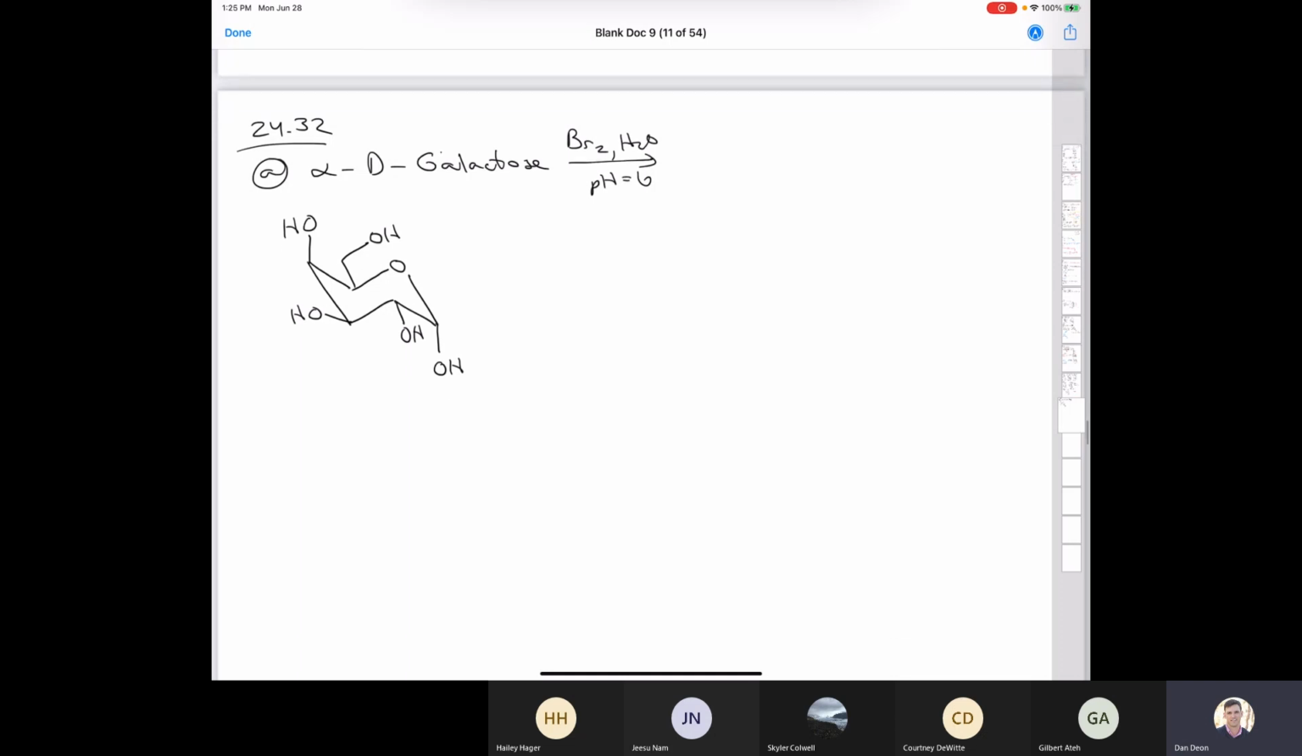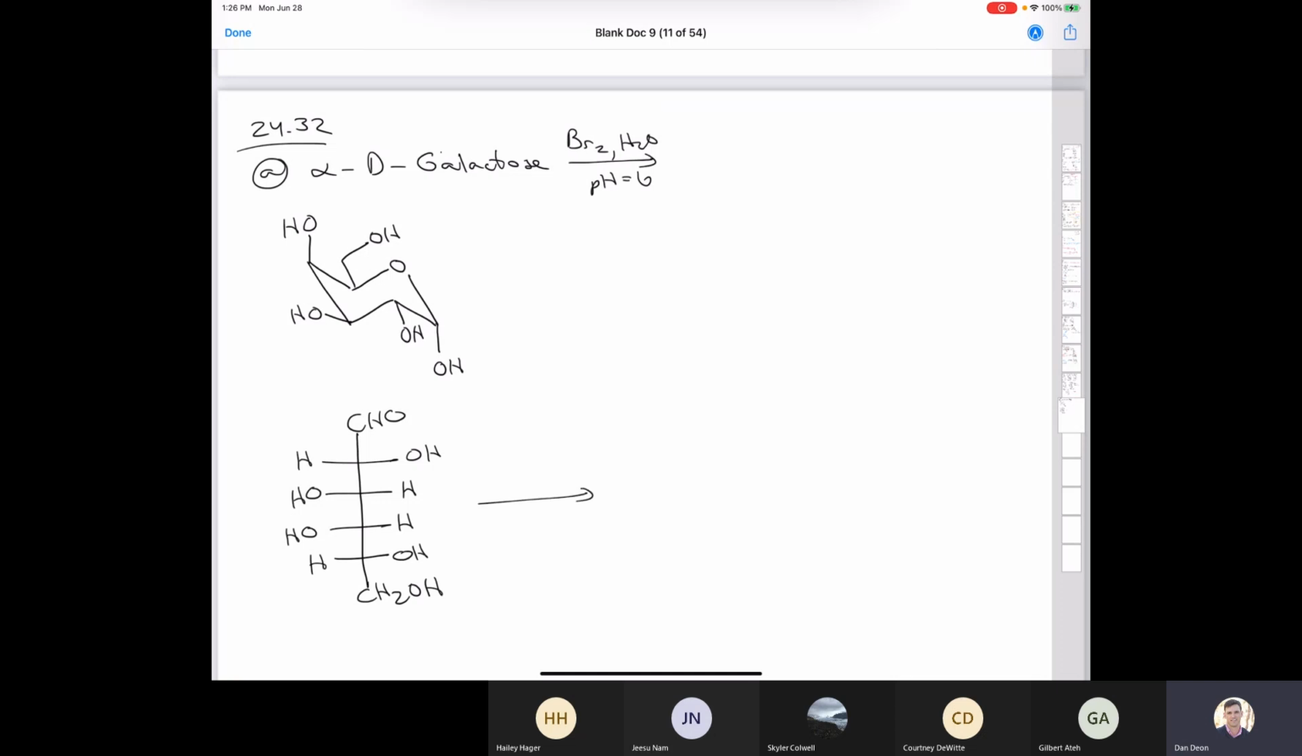But we know that that has an open chain form, doesn't it? The open chain form is going to look like this. So we have our aldehyde. And this is what's going to get oxidized, the open chain form. We have this hydroxyl here. On carbon number 2, it's pointing down, so it's over here. On carbon number 3, it's pointing up. And on carbon 4, it's pointing up. So here's our Fischer projection of D-galactose.